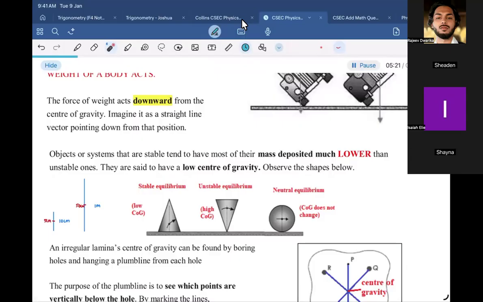So, 5 minutes. I'm going to stay quiet, let me copy this down, and then we're going to move on to the experiment to find the center of gravity for an irregular lamina.